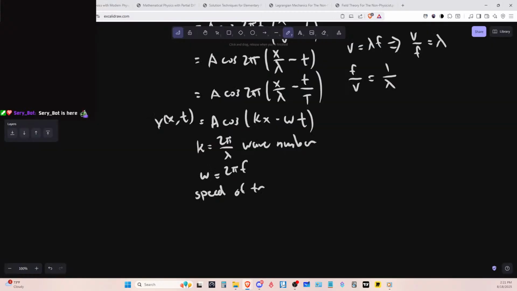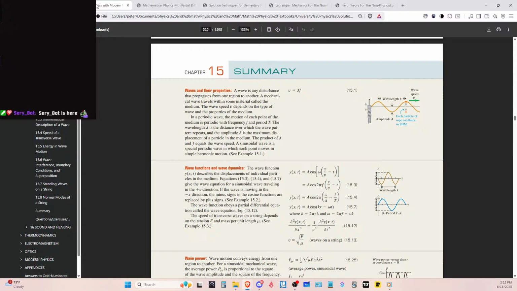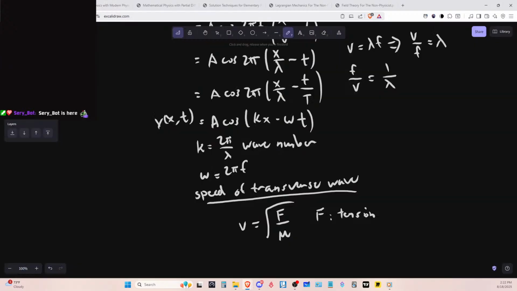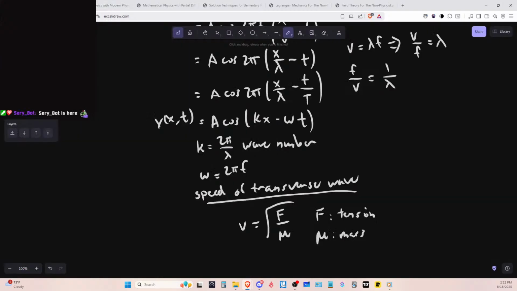Speed of a transverse wave. F over mu, or F, I think, is the tension. And mu is the mass per unit length.